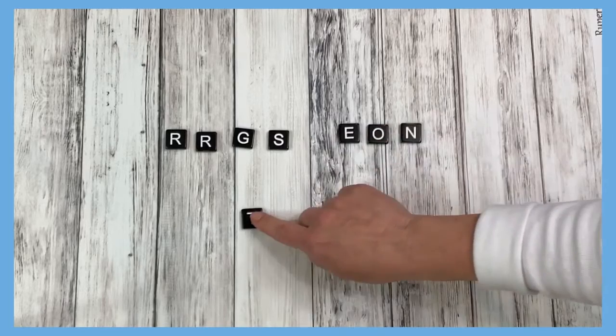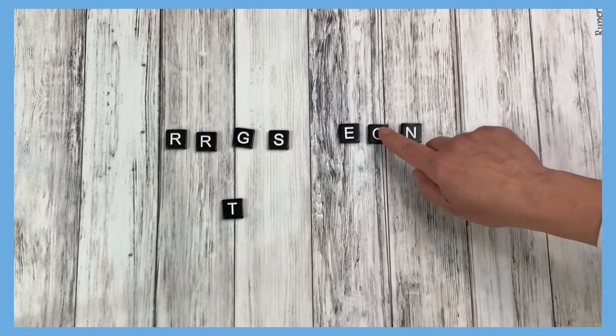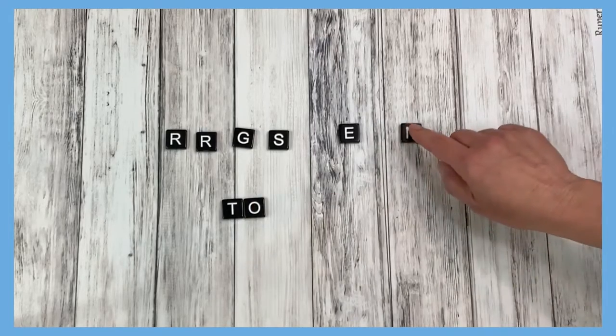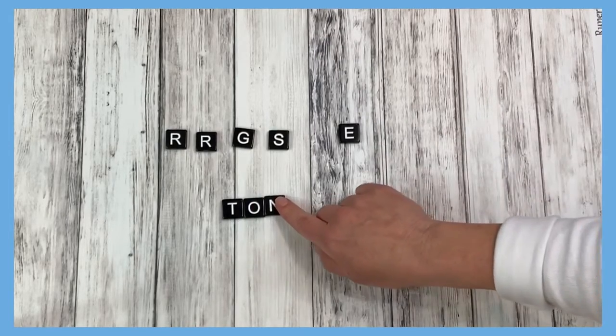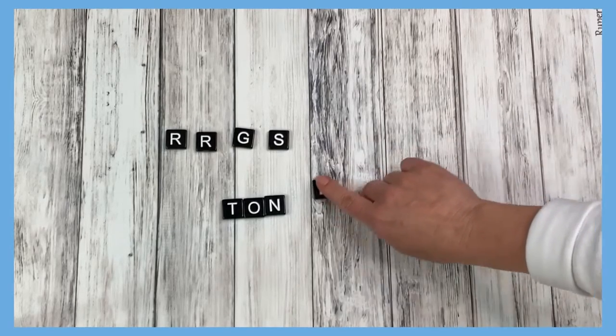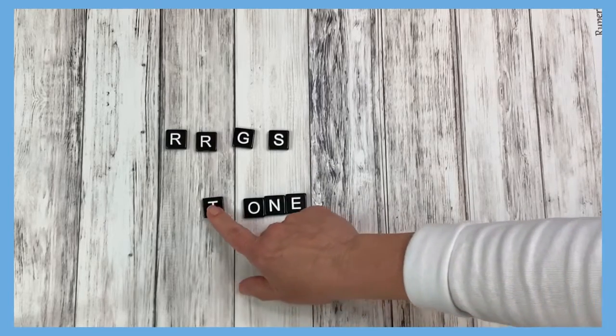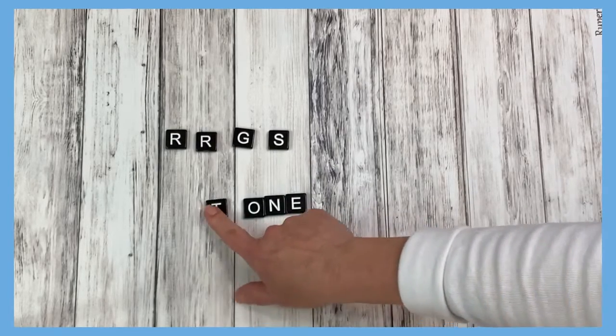T. Do you hear T? I do too. T, own. Own. Now that word says ton. It's not tone yet until we put the E on the end. Tone. T, own says tone.